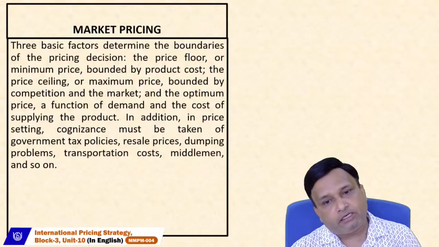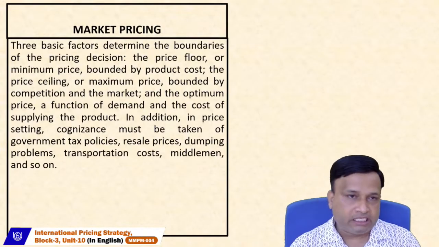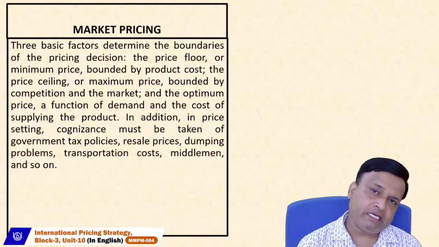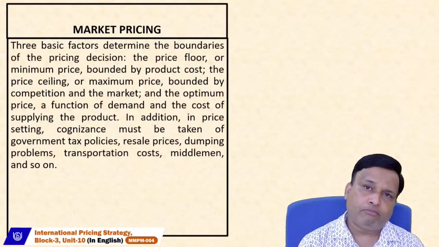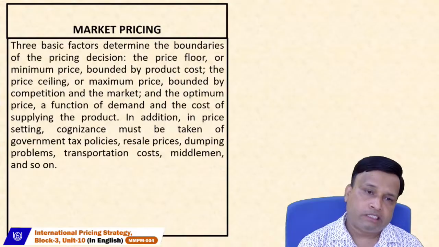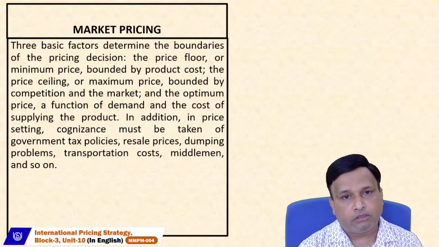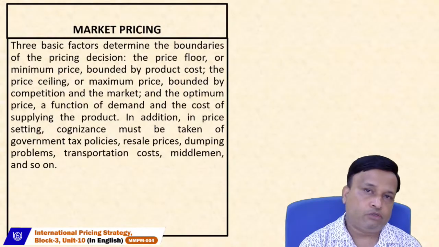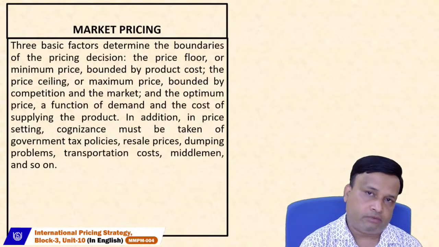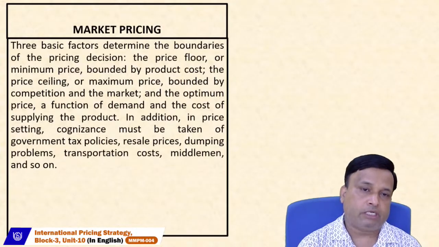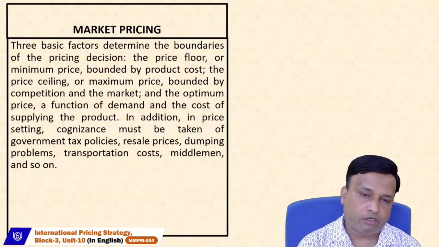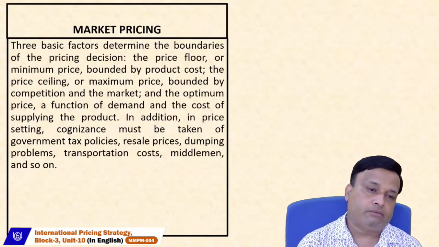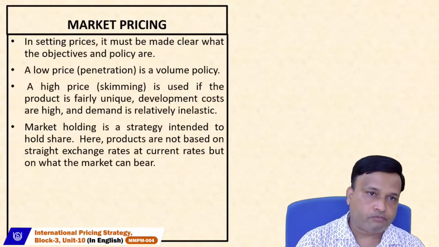If products are being dumped, sold at a lower price in other markets, definitely that is happening in the EU, and that is also giving competition. We also talk about the second-hand resale values of the product, and the other players who are not paying tax to the government. Market pricing is decided by all this. Even if you have the cost of production, the maximum price is bounded by competition, but you have to take into cognizance the tax policy, resale prices, dumping, transportation costs, and middlemen.